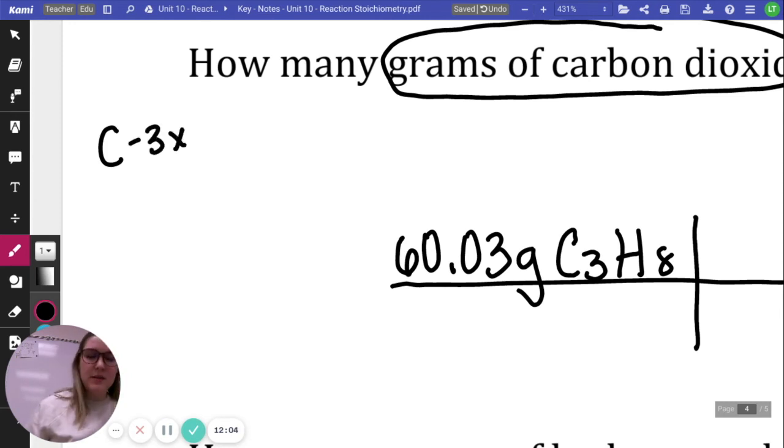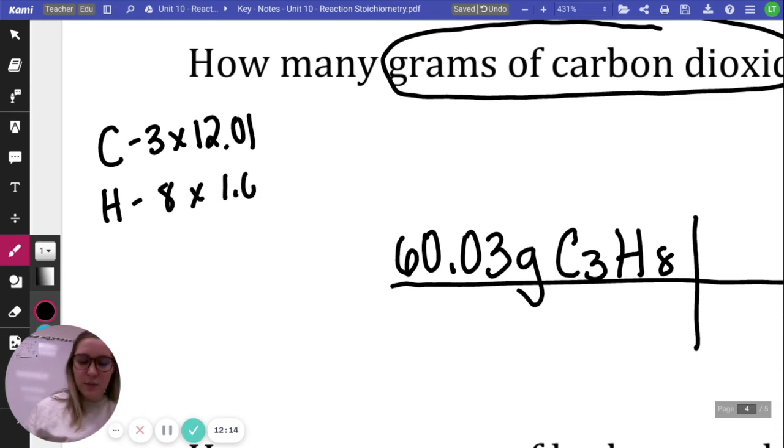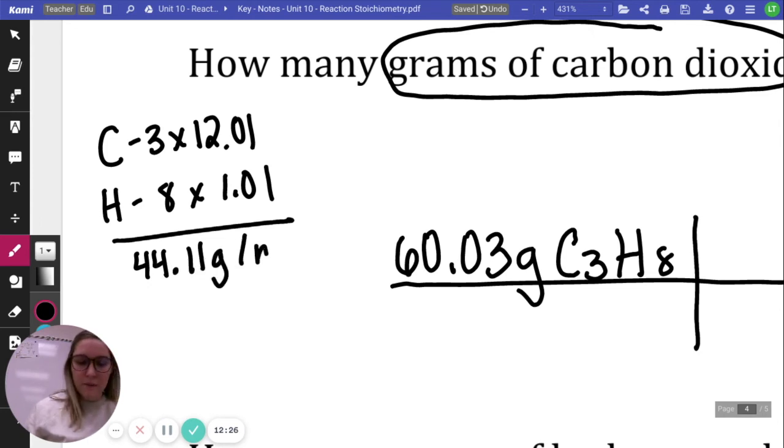I have 3 carbons. Each carbon weighs 12.01 grams. And I have 8 hydrogens. Each hydrogen weighs 1.01 grams. I'm going to add that all up together, and I got that the molar mass of propane should be 44.11 grams per mole.